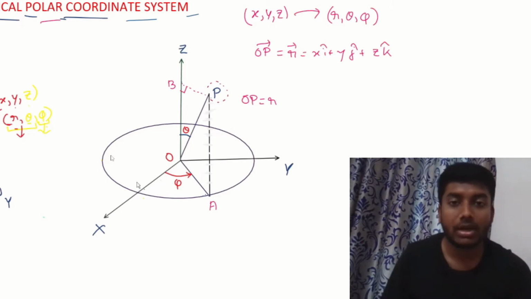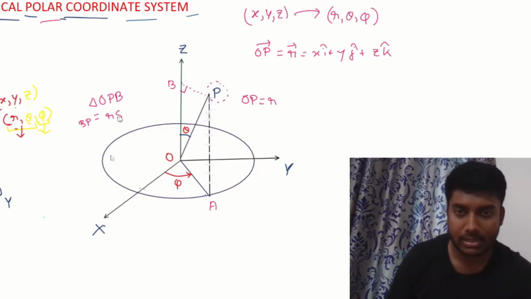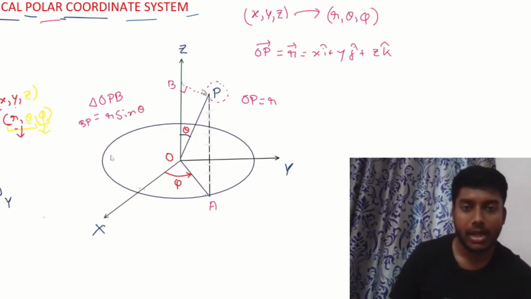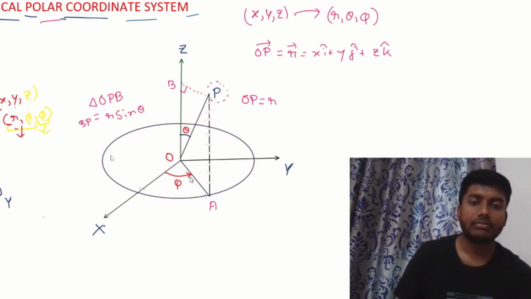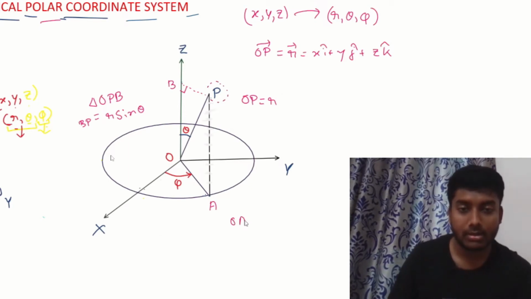Now in this rectangle, look at this triangle OBP. As this angle is 90 degrees, this is a right angle triangle, and this is the angle theta, so this height BP will be equal to R, that means OP sin theta, R sin theta. And BP is equal to OA. So BP equals OA, and this OA is equal to R sin theta.